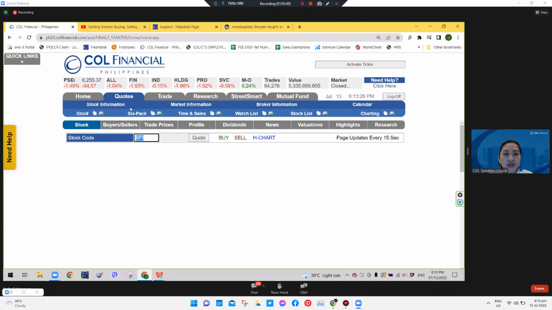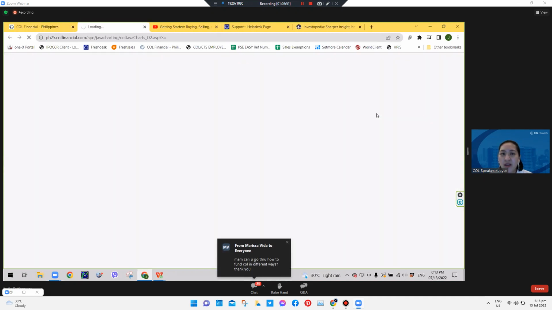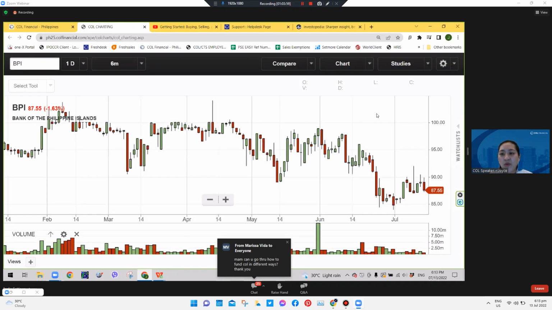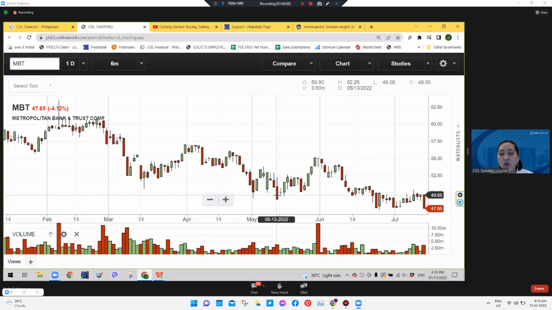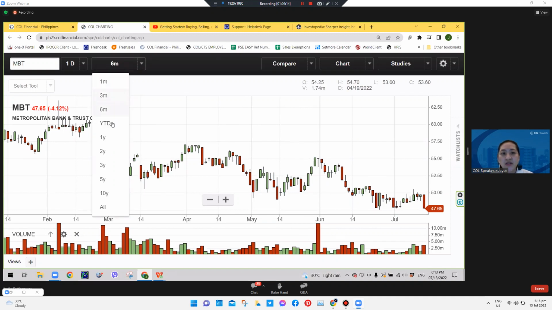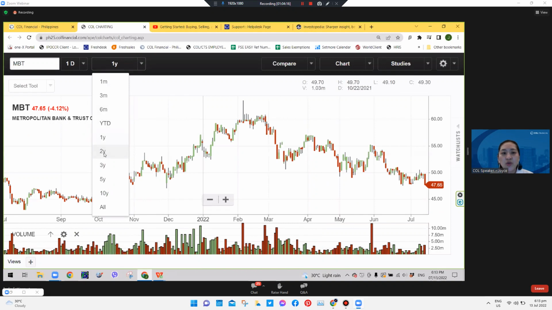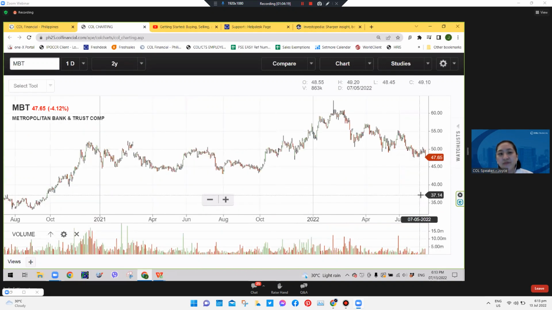Go to quotes, go to charting, and then here you get to see the historical prices of your stock so that you can see whether a stock is trading at a low price or at a high price. Just type in the stock here, and it tells you whether it's low or high. You can also change the duration from 6 months to 1 year to 2 years. There you go. So this tells you that the price of this stock is actually on the low side.